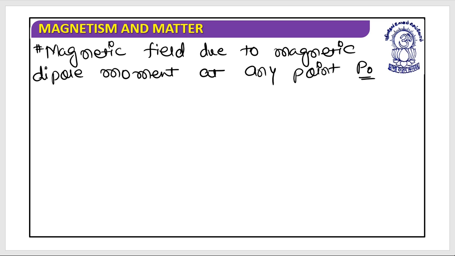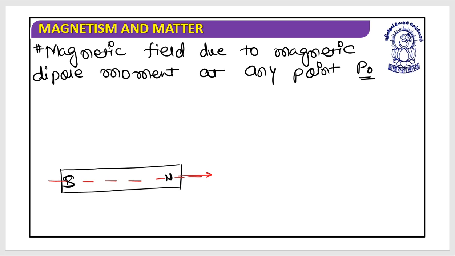It's a magnetic field due to magnetic dipole moment at any point P. So this is the situation. This is the south pole, and this is the north pole. This would be the axis, and this is the direction of M. From this, we are making a certain angle theta. This is theta.